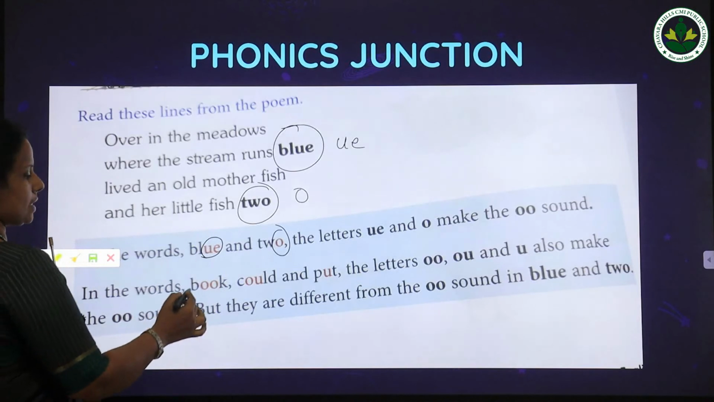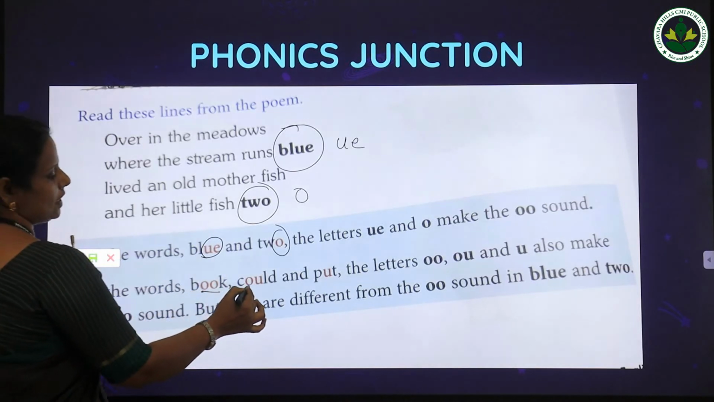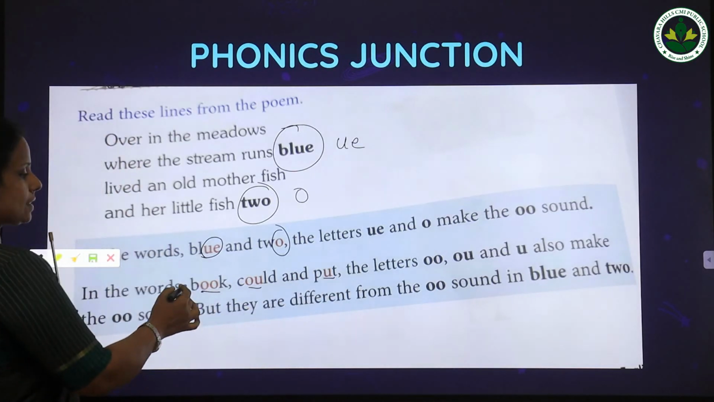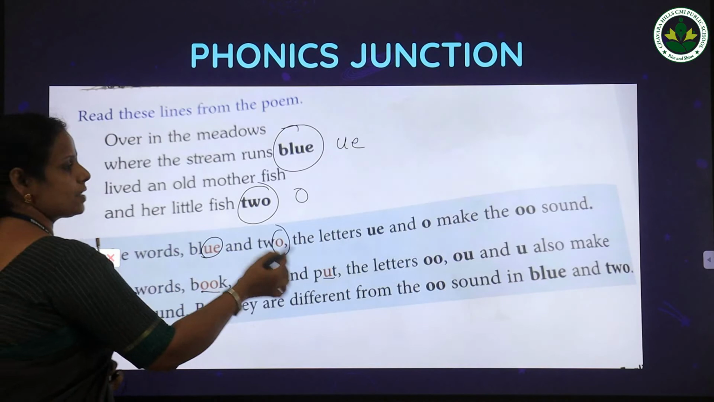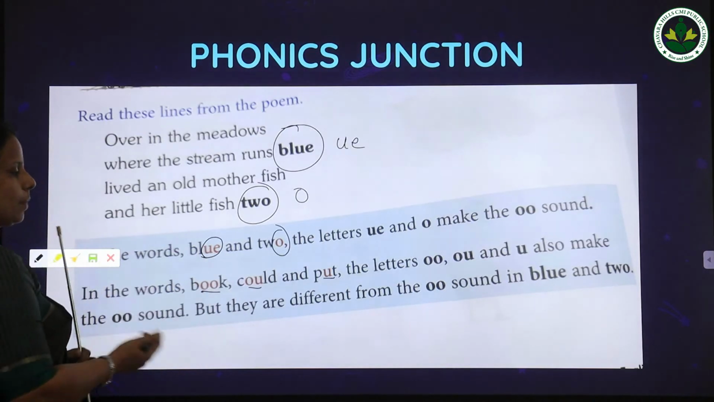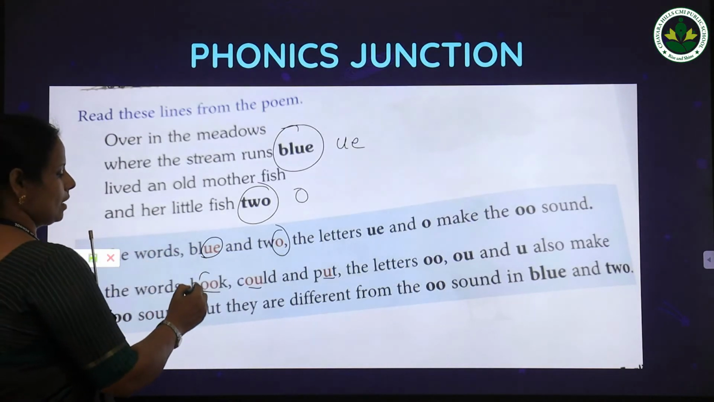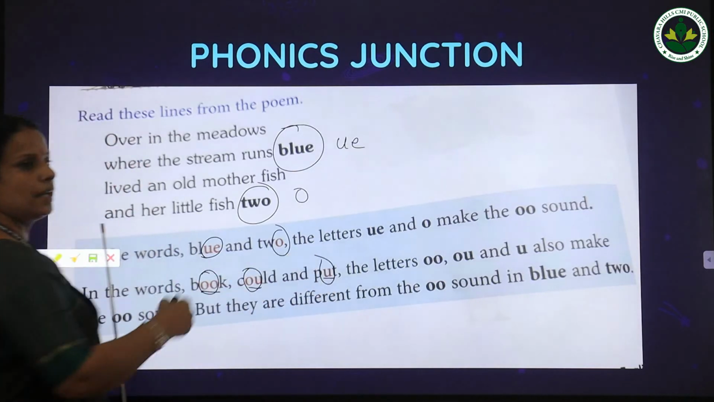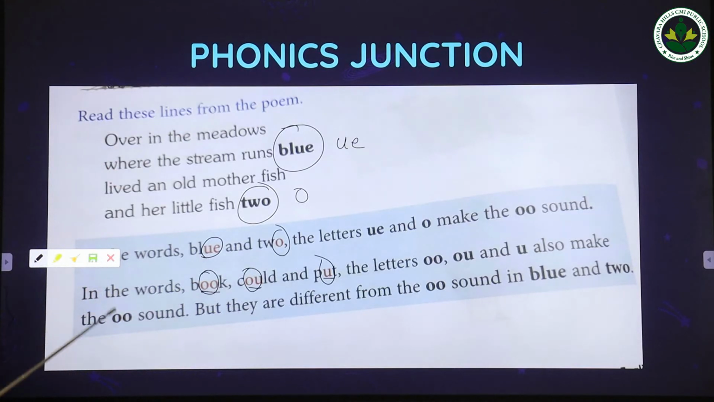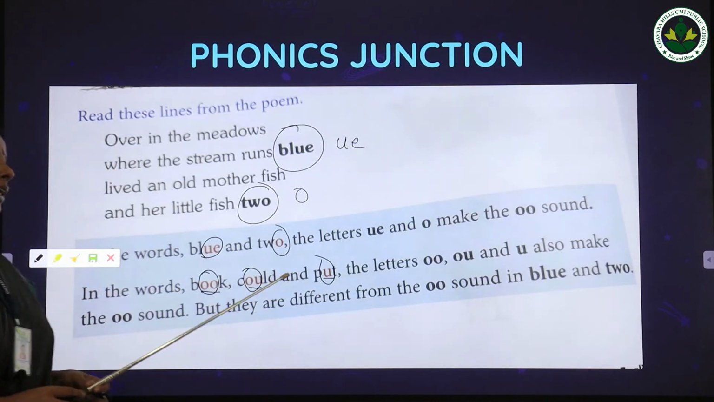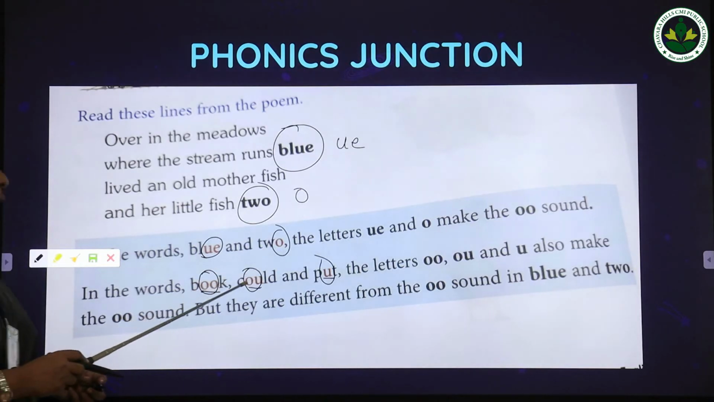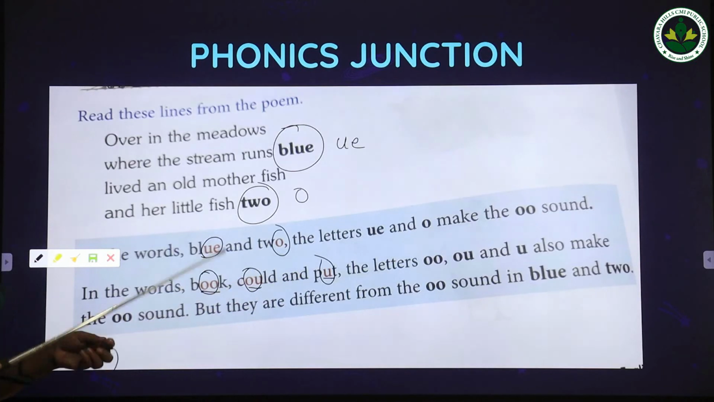Another examples are book, could, put. In these words also the oo sound comes, but how does it come? By the letters double O, OU and U. These letters also give the oo sound, but they are different from the double O sound in blue and two. The words book, could, put have a different sound from blue and two.